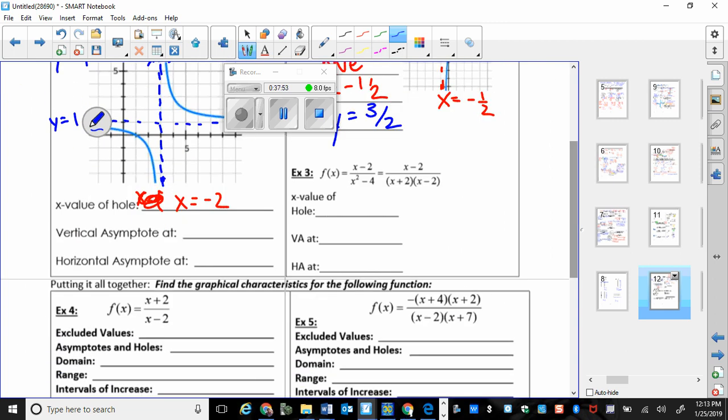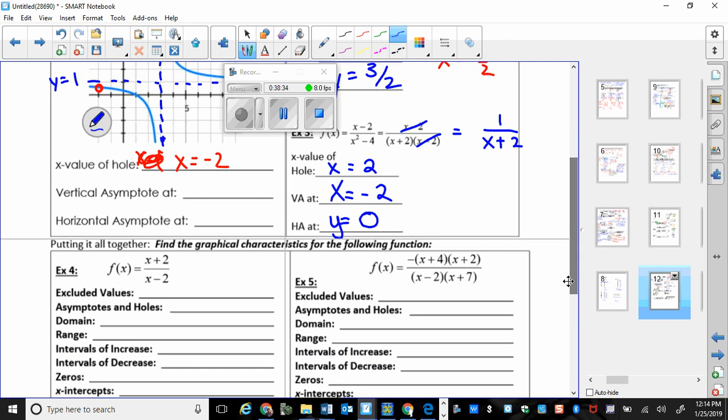Looking at example number 3, it's factored for you. So I do have canceled values, and I'm left with 1 over x plus 2. All right? So the value of my hole is x equals +2. Vertical asymptote is x equals -2. Now, looking at my equation, what's my horizontal asymptote? Well, there's a 0-degree polynomial up top and a 1-degree polynomial on the bottom, so that implies that there's a bigger denominator in terms of degree at the bottom. That implies my horizontal asymptote is automatically y equals 0.